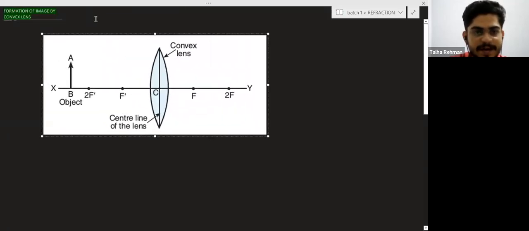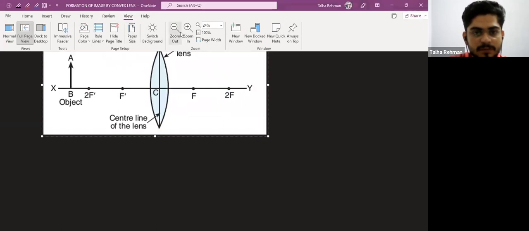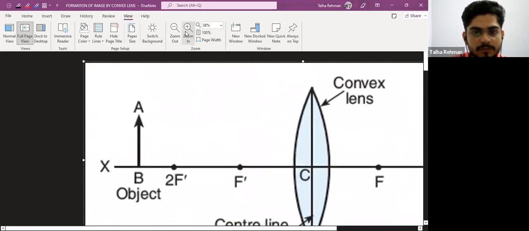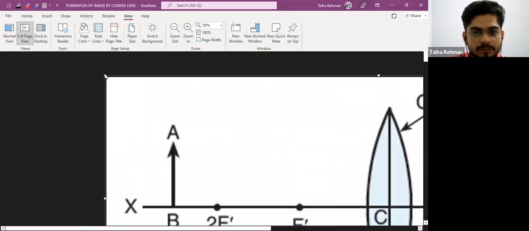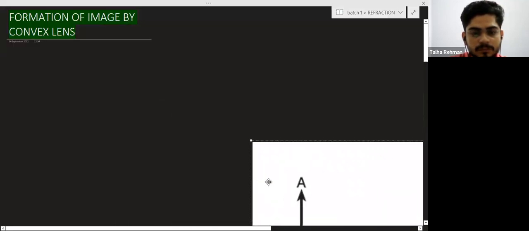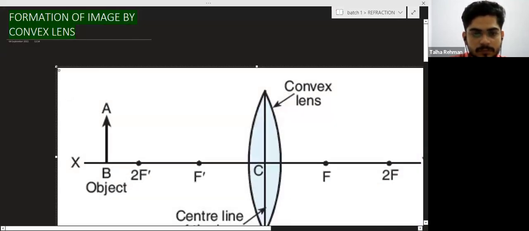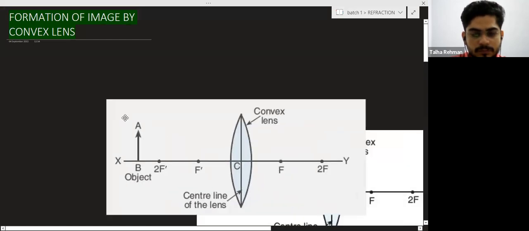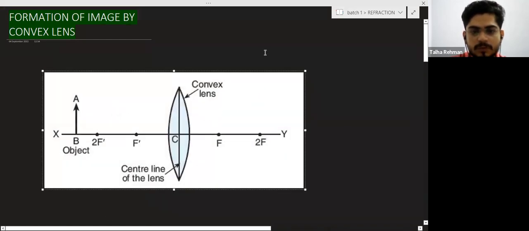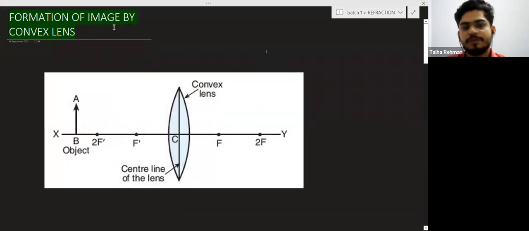So first write the heading. This is the heading, formation of image by convex lens. So now what we will do, we will take the object and we will see how the image of that object will be formed by the convex lens.